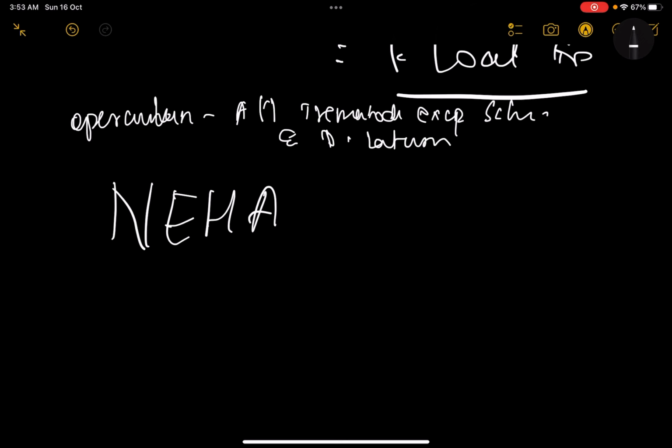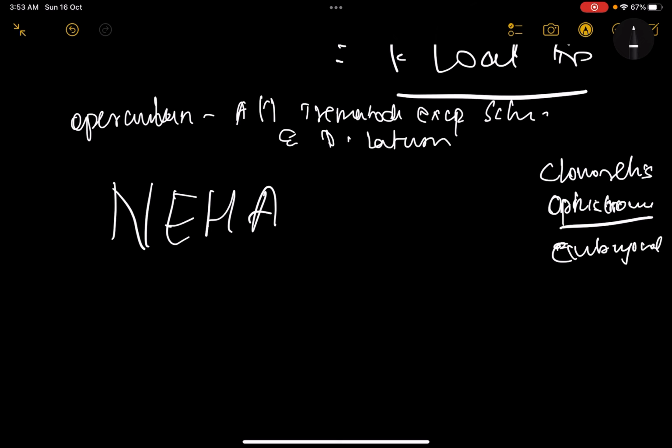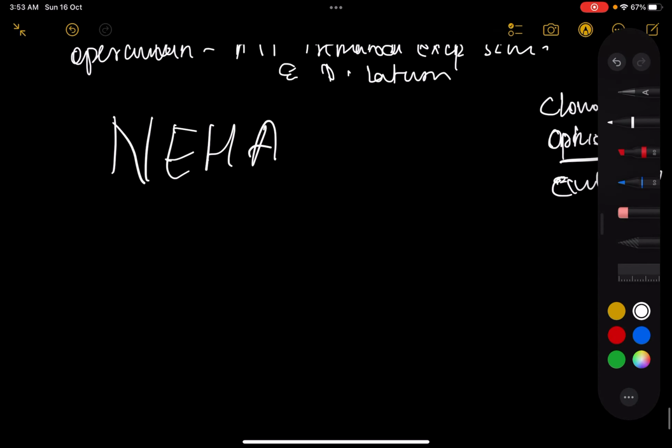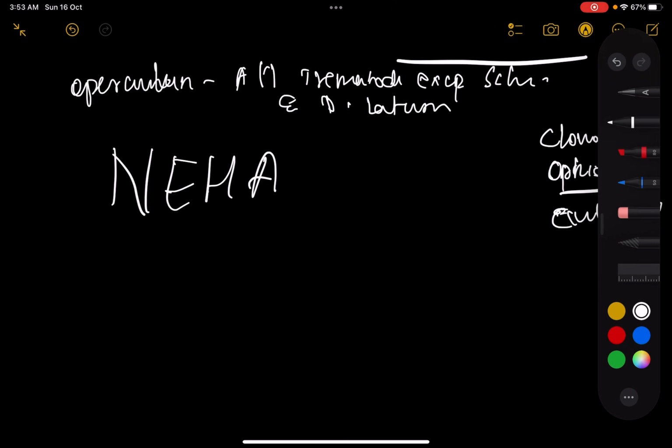But if you want, we can say that most of the eggs are unembryonated, except Clonorchis and Opisthorchis that are embryonated. So Clonorchis is the one that's embryonated. Okay. The other ones, the Fasciola group, are not usually, but always, unembryonated.